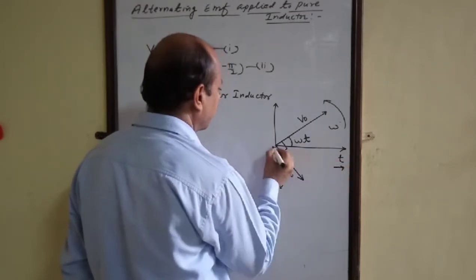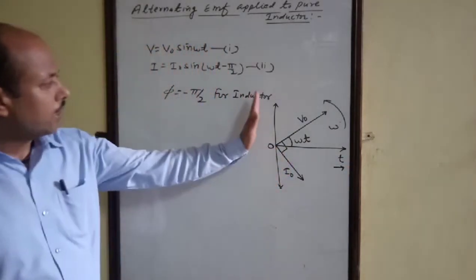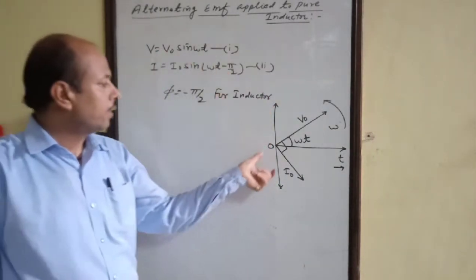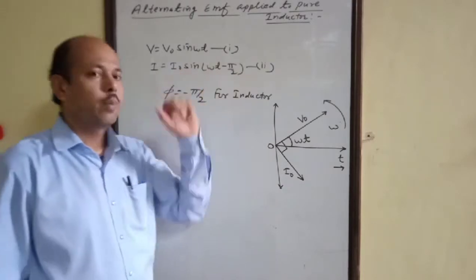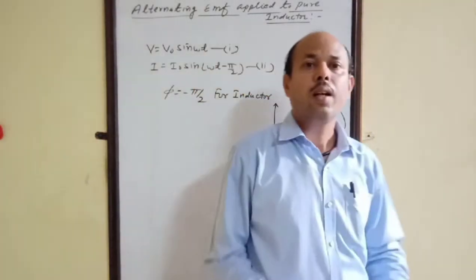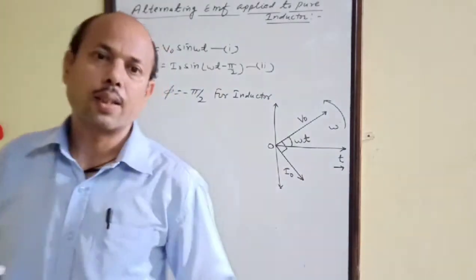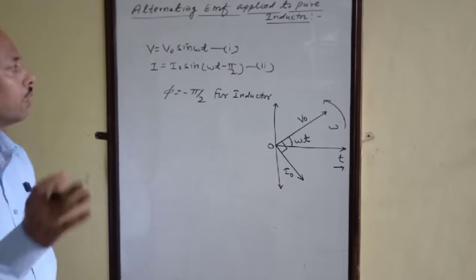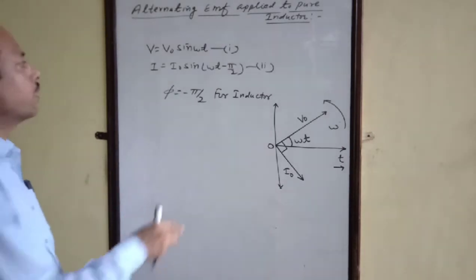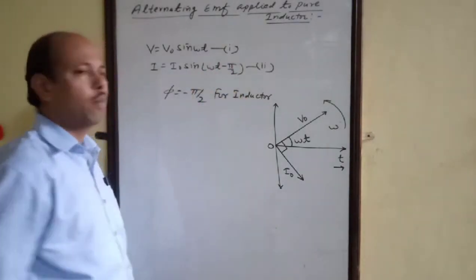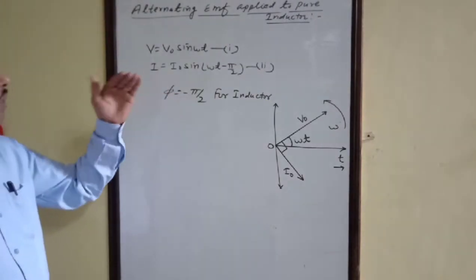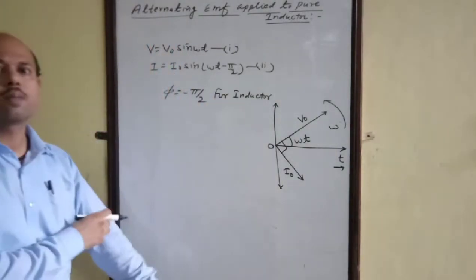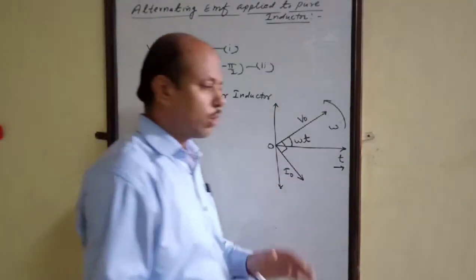On this side, we will get the component V naught sin omega t, and on this side, we will get I naught sin omega t minus pi by 2. It means from this phasor diagram, it is clear that voltage and current are not in phase, or we can say there is a phase difference of pi by 2. Here current is lagging behind the voltage by pi by 2. So that is the basic difference between inductor and capacitor.